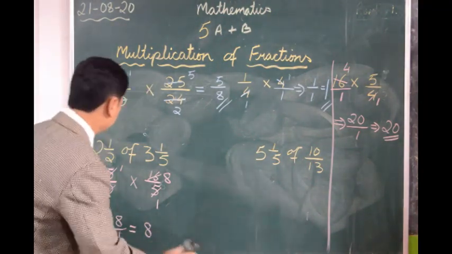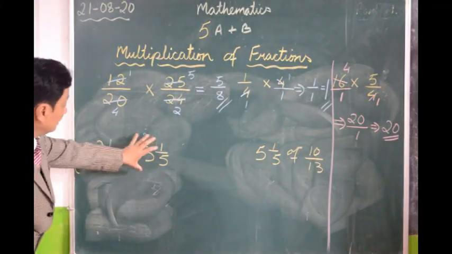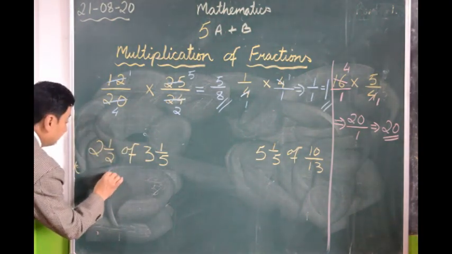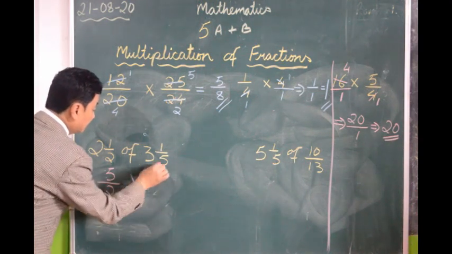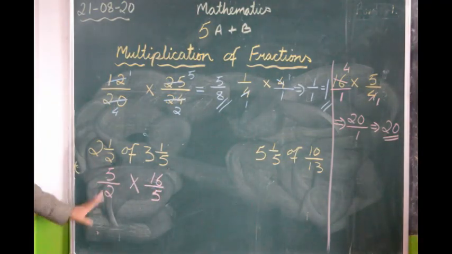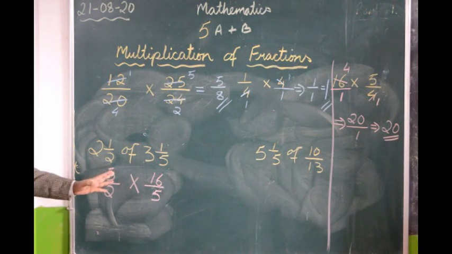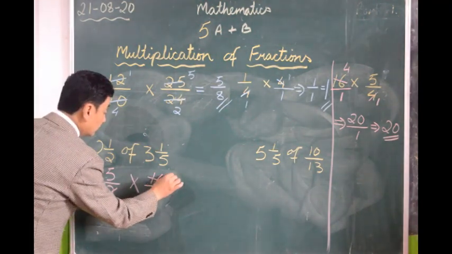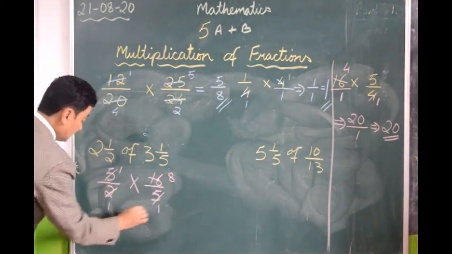Let's do it again. Whenever you see a mixed number, what should we do? Convert. 2 2s are 4 plus 1, 5 upon 2. Of means multiply. 5 3s are 15 plus 1, 16 upon 5. After you have converted, look at the numbers. See if it can be reduced or if one number is another's factor. Okay? So 2 and 16 we can cancel. 2 ones are 2, goes into 16 8 times. 5 ones are 5, will go into 5, 5 ones are 5.